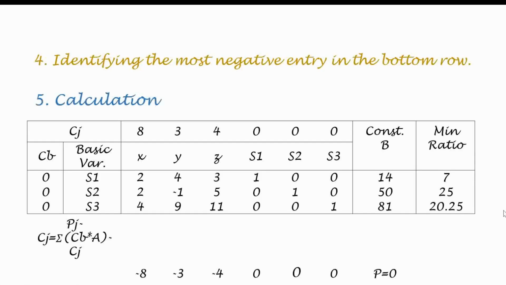Then the calculation. Okay, so here below we need to find our Pj minus Cj. So how will we calculate our Pj? The calculation is simple. We need to multiply this: 2 into 0 plus 2 into 0 plus 4 into 0 minus 8, which is minus 8.